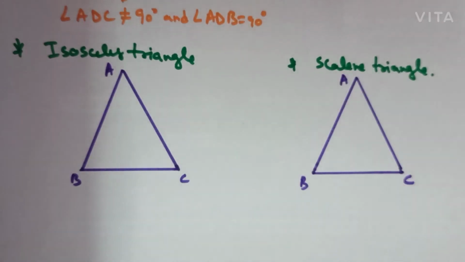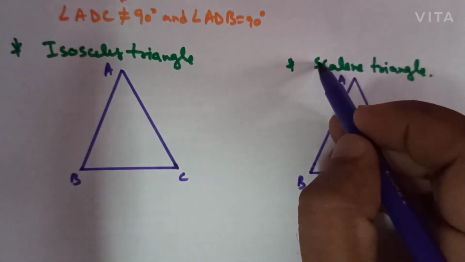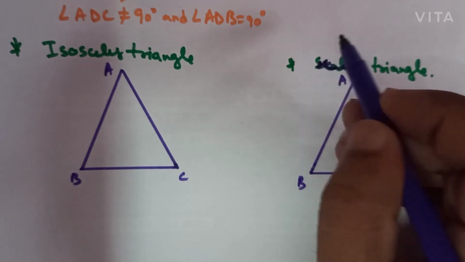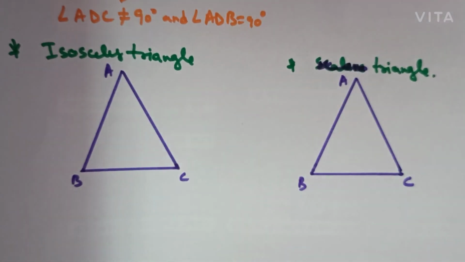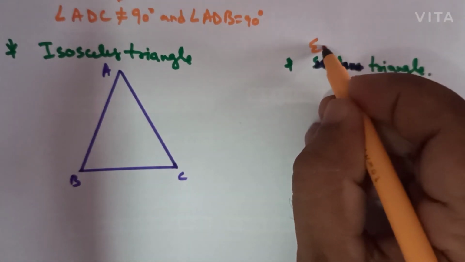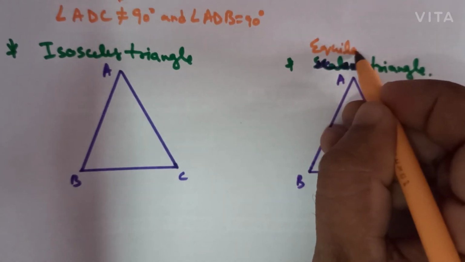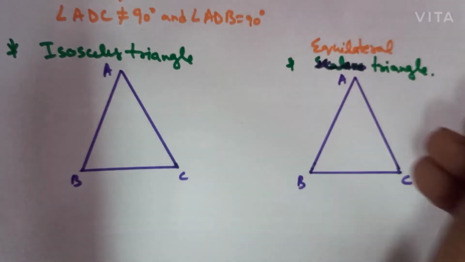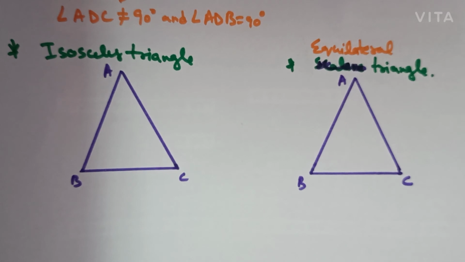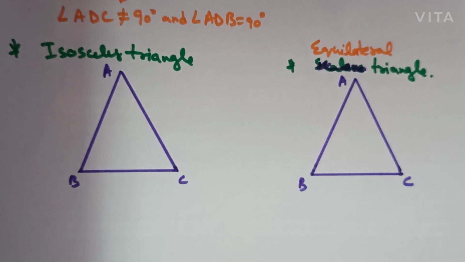Now let us talk about the altitude and median in case of an isosceles triangle and in case of, not scalene, an equilateral triangle. Equilateral triangle is also sometimes called an equiangular triangle, because all the angles of an equilateral triangle are also equal. So equilateral triangle and equiangular triangle are the same thing.